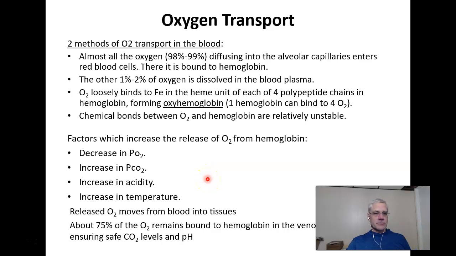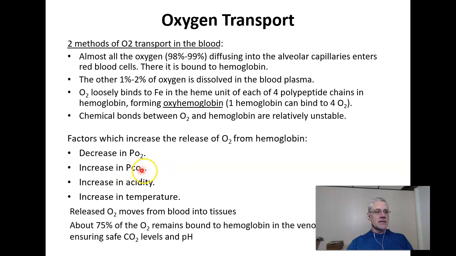Okay, so factors which increase the release of O2. I'm also going to get into the functionality here. Why should hemoglobin let go of oxygen in these particular situations? If you have a decrease in partial pressure of O2, hemoglobin wants to let go of oxygen. Where does that happen? In body tissues. That's where you want hemoglobin to let go of oxygen.